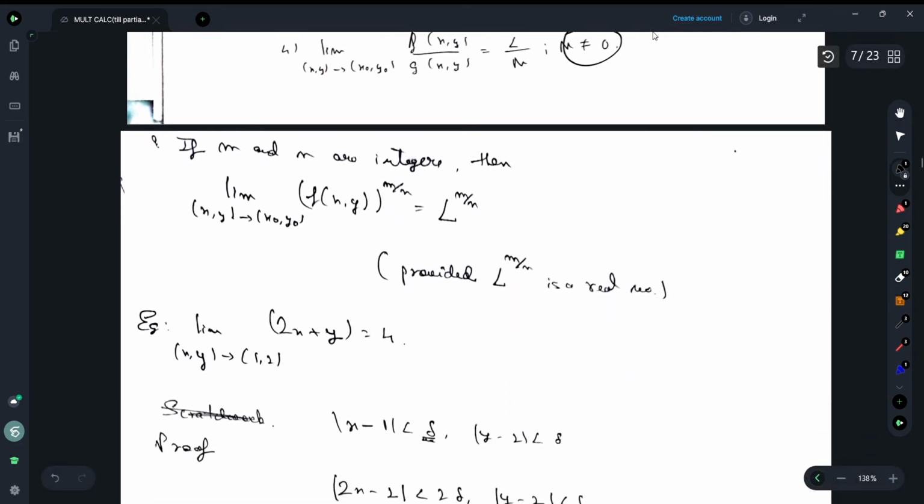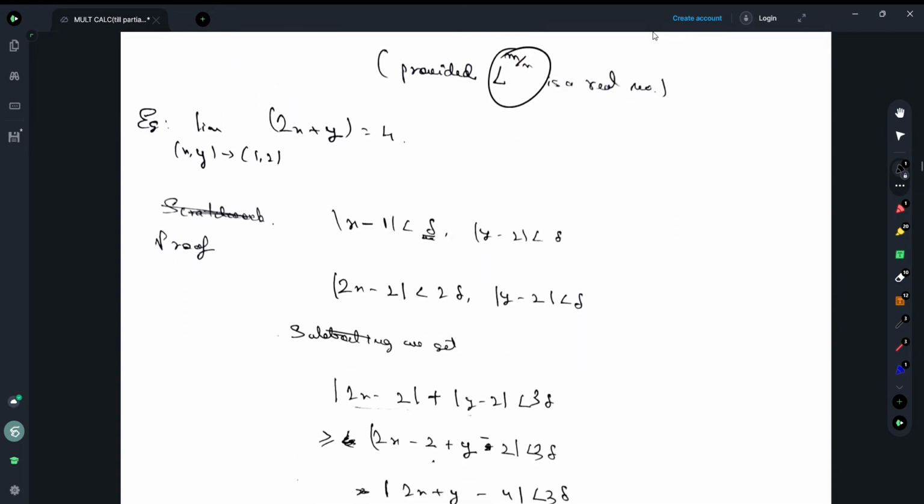Okay. Also, if m and n are integers and f(x,y) is taken to the power of m over n, where n is not equal to 0 obviously, and the limit as (x,y) tends to (x0,y0) is taken, you get the limit raised to the power of m over n, provided that L to the power of m over n is a real number. Is it clear?